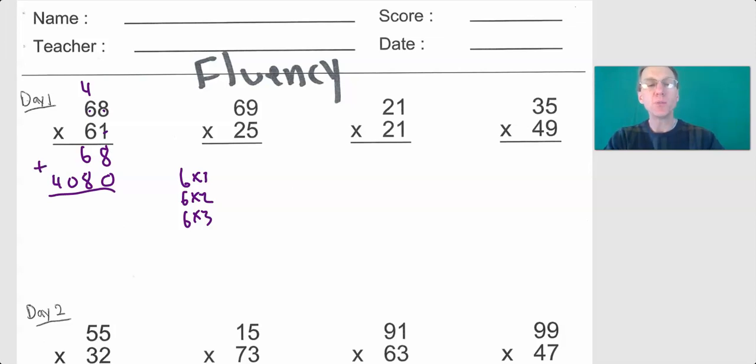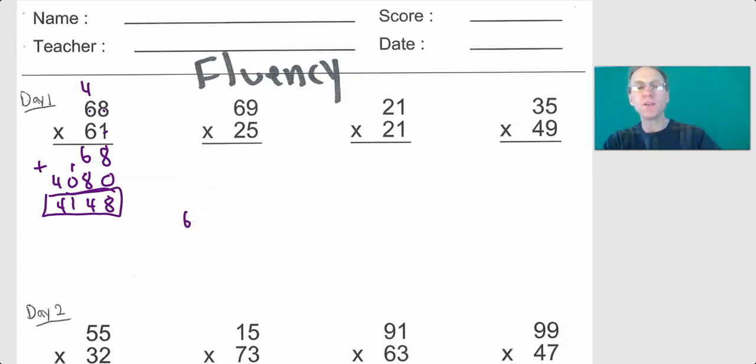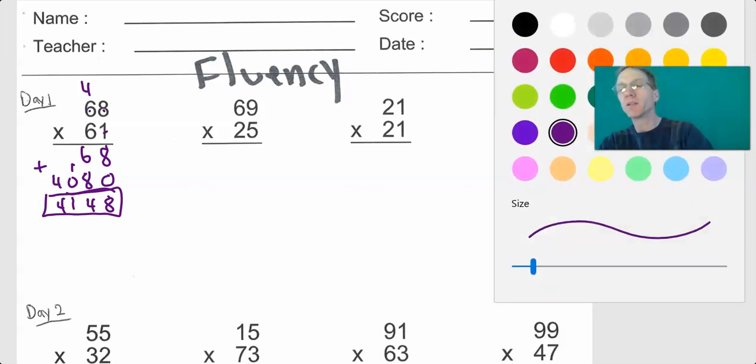So then I add up these two partial products. So the first one's 4,148, yay. And then I would stop it, you know, check your work. If you haven't done these, do them first, okay? And then you can just use this part as your check.